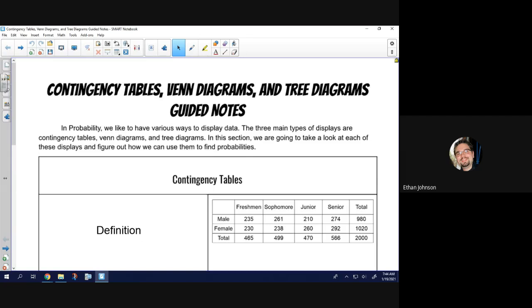So in probability, we like to have various ways to display data. The three main types of displays are, like I said, contingency tables, Venn diagrams, and tree diagrams. In this section, we're going to look at how to make each of these displays and figure out how we can use them.